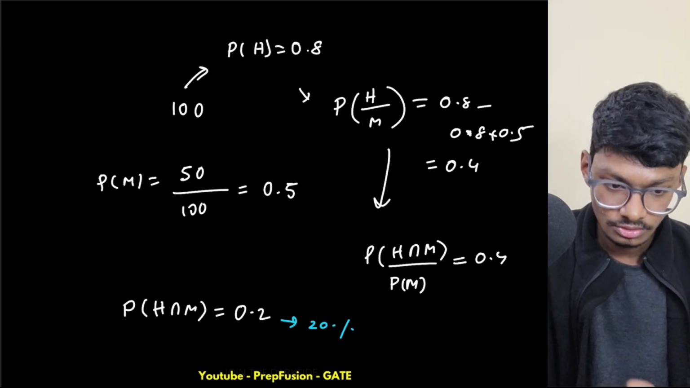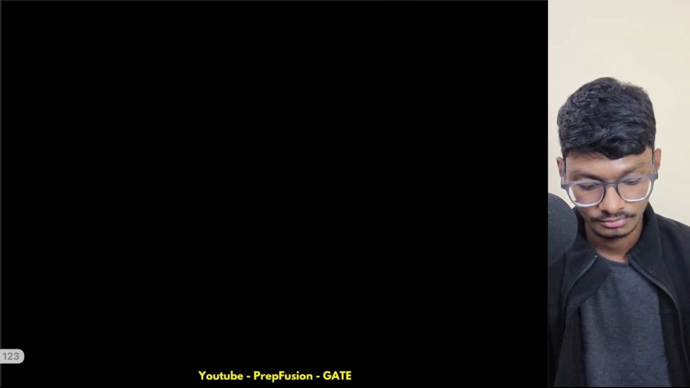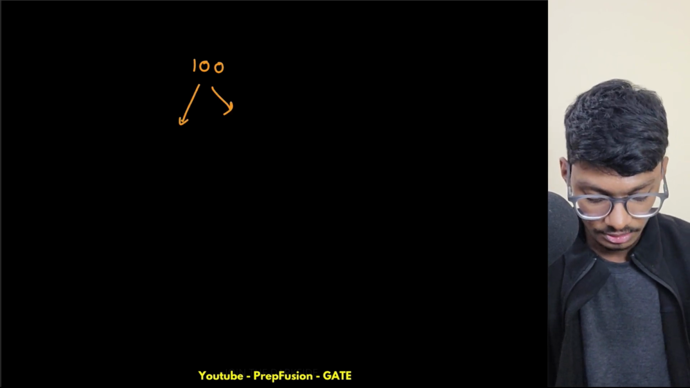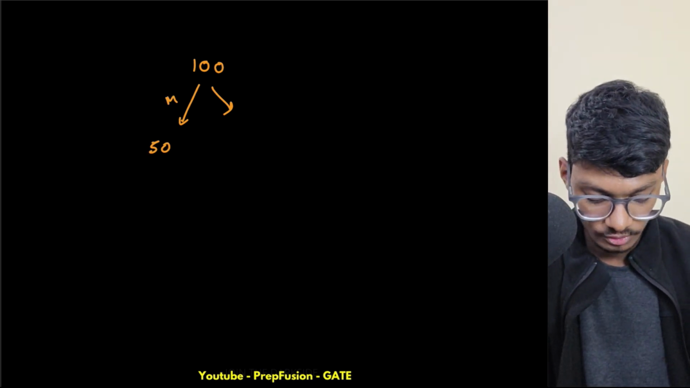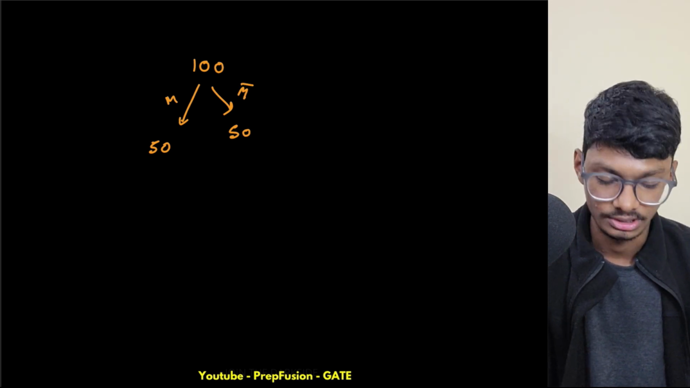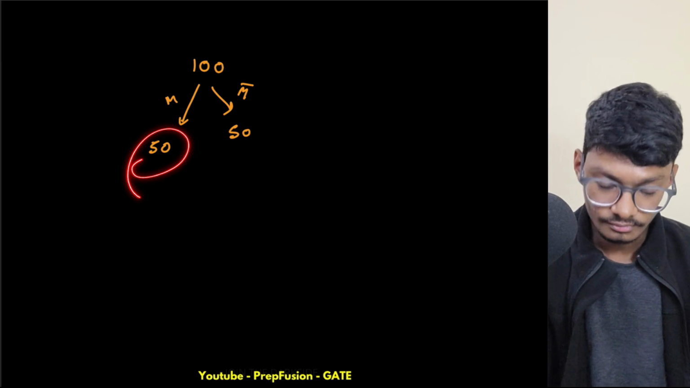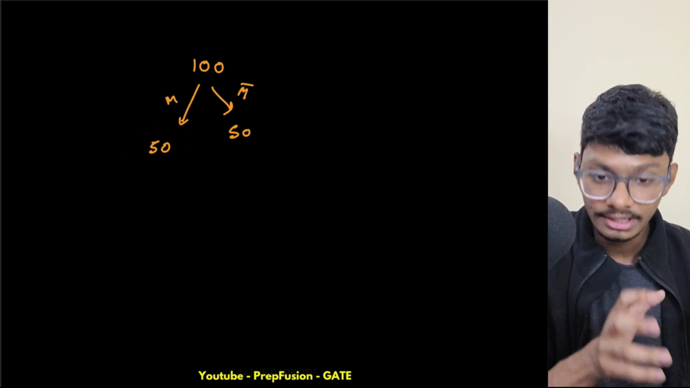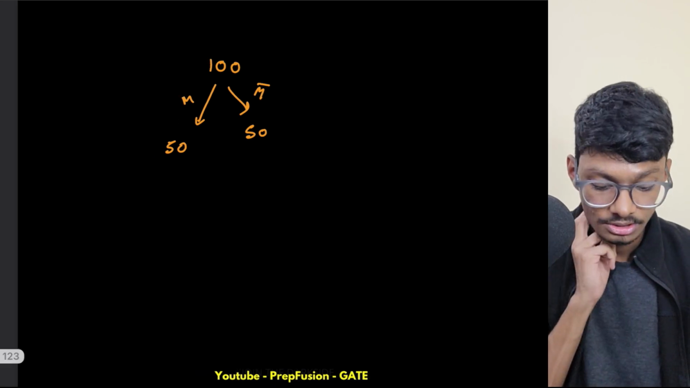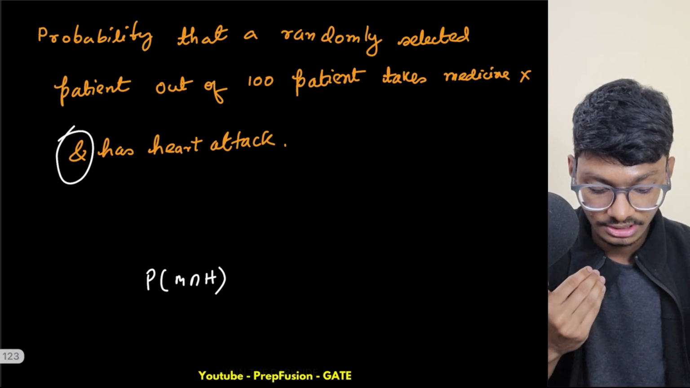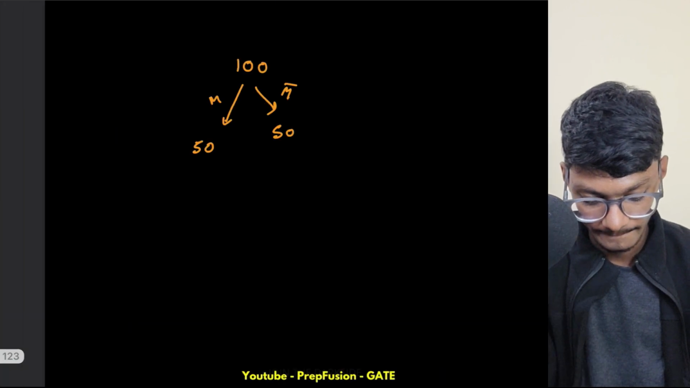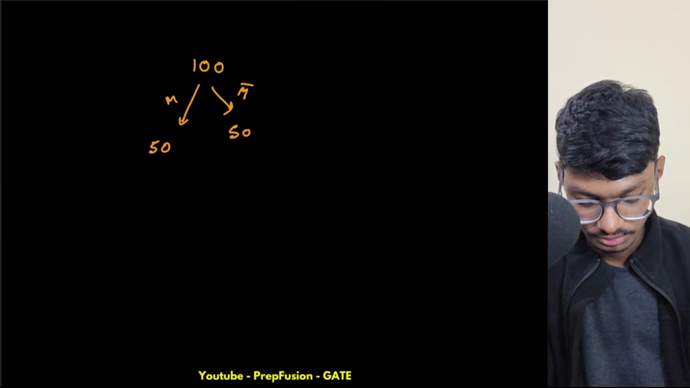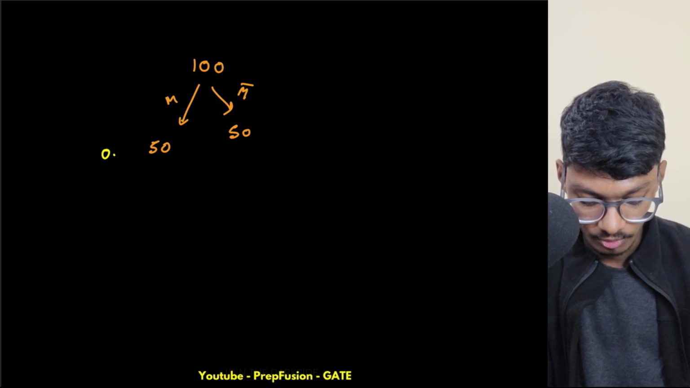Now you can think like this also, or you can think in some other direction also. So what is that other direction? So you have 100 people, okay, and out of those 100 people, 50 people take the medicine and 50 don't take their medicine. Now out of this 50 people, what is the probability that they will have heart attack? What was the condition for taking the medicine? If a person has taken the medicine, then the probability of having heart attack reduced by 50%, which is 0.4. So here my probability of heart attack is 0.4.